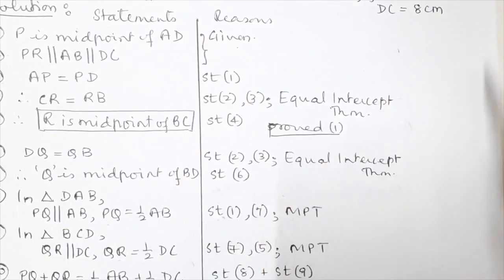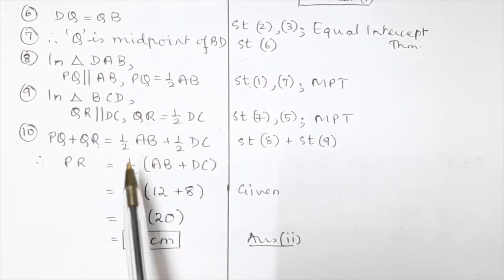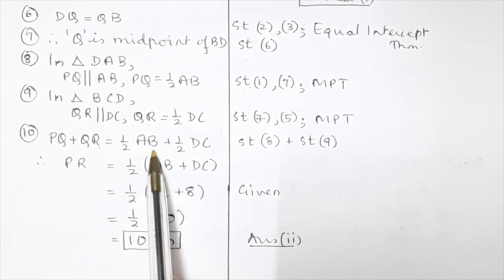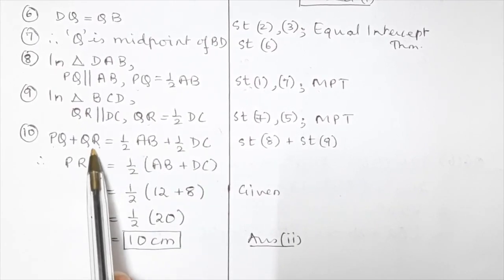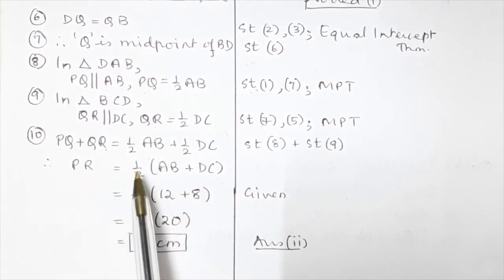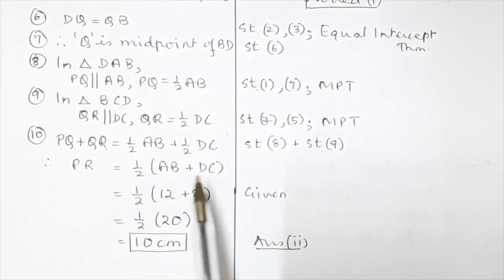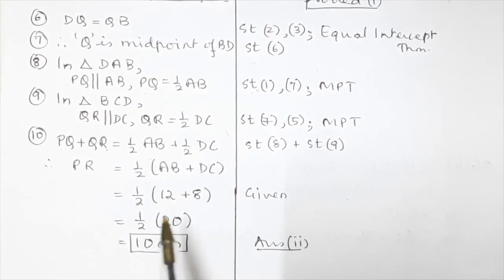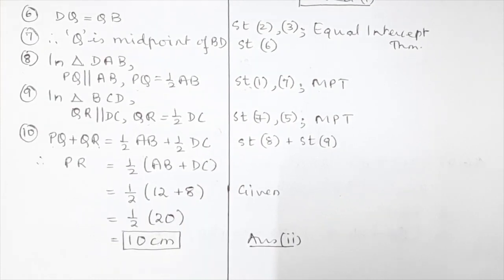So we are going to add these two, and PQ is half AB plus half DC. So PQ plus QR is PR as we saw in the diagram. Half is common and here you get AB plus DC inside the bracket. The values of AB and DC are already given, and so you have half into bracket 12 plus 8, that is half into 20, that is 10 centimeter, and that is your answer.